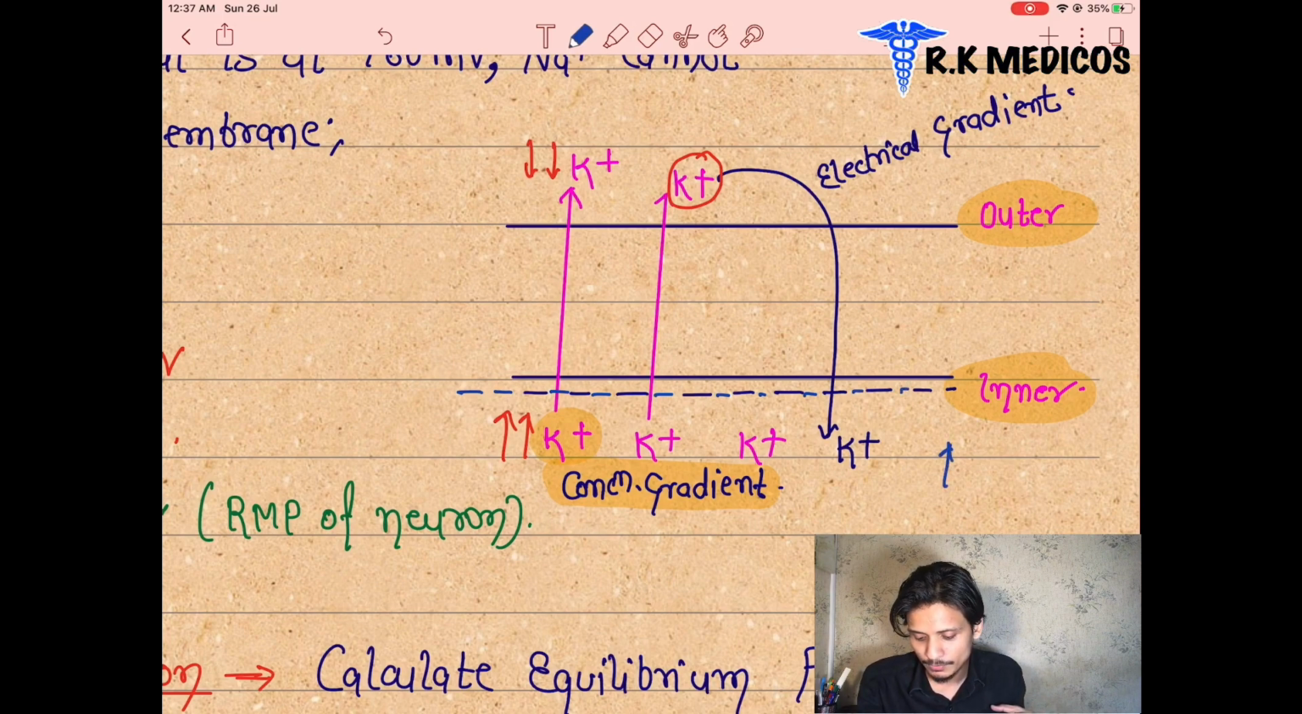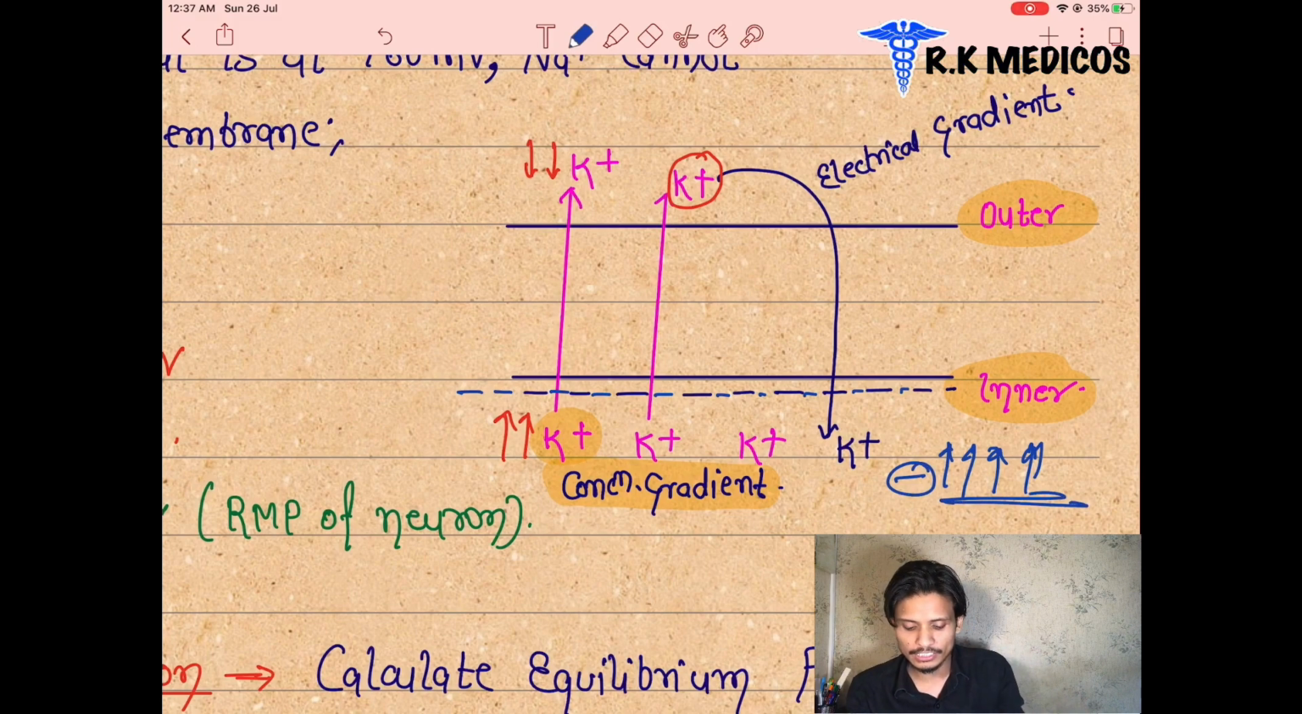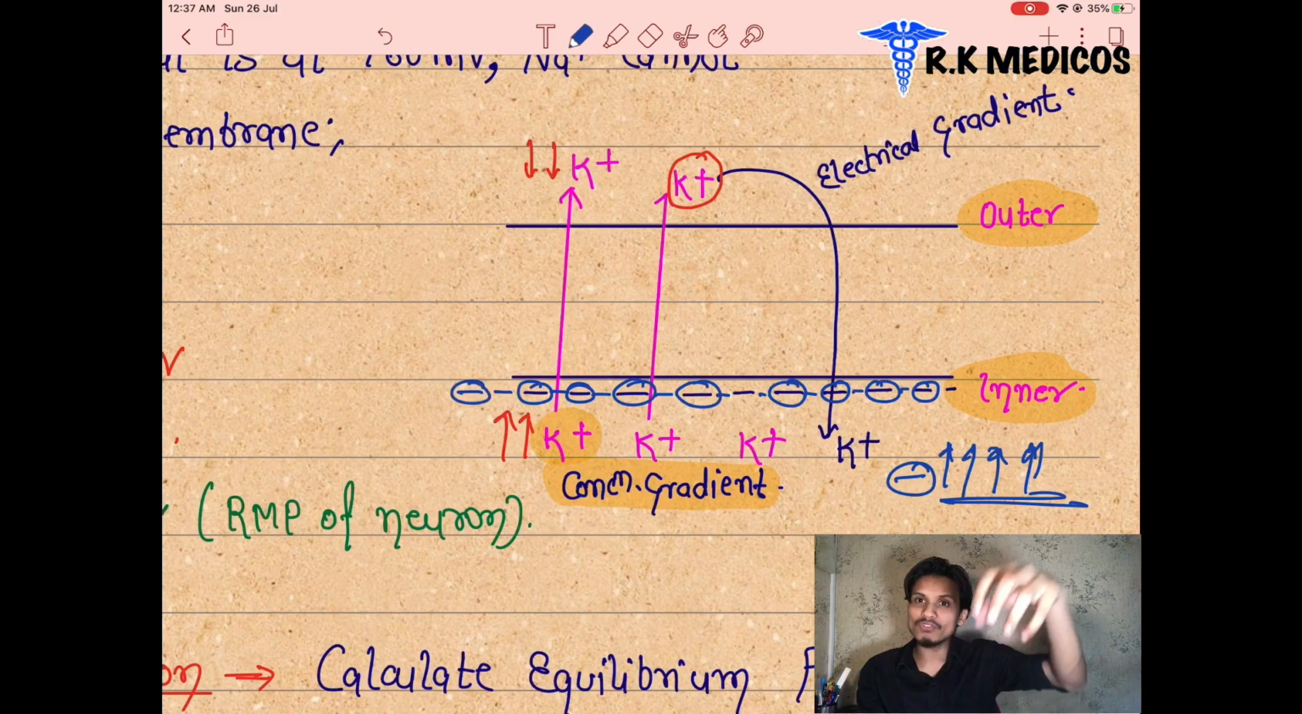The negative charge increases here, and this leads to a force of attraction, the law of attraction. You know about it. The force of attraction attracts the positive charge. The negative charge accumulated on the inner surface of the cell membrane attracts the positive charge present outside.